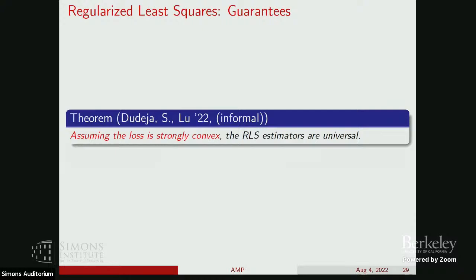At a very high level, our result basically says that if the loss that we are looking at is strongly convex, then we can use these AMP universality results to basically conclude that restricted least squares estimators will also be universal. And you can get this strong convexity either if the regularizer that you have is strongly convex, or if your least squares part is well conditioned, you'll get this.